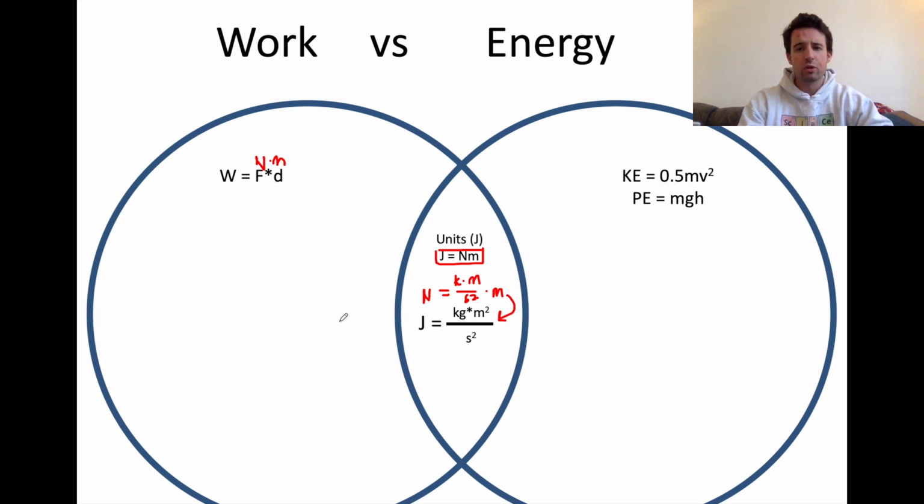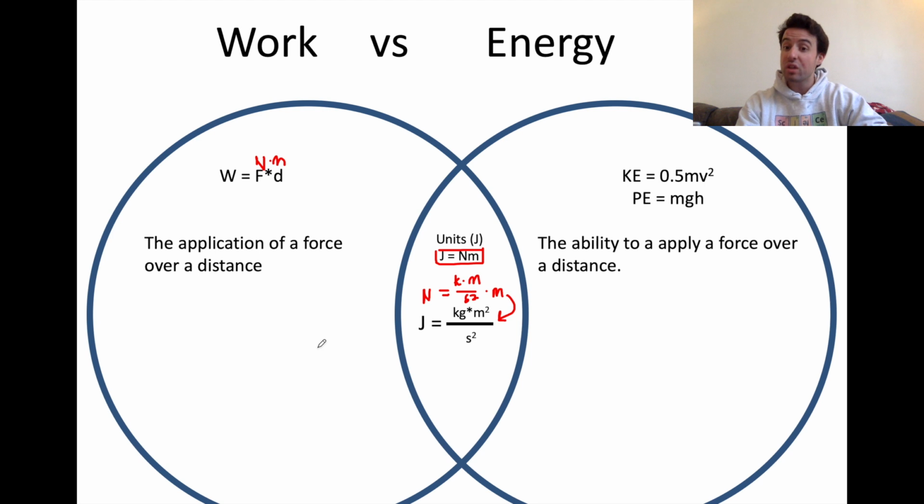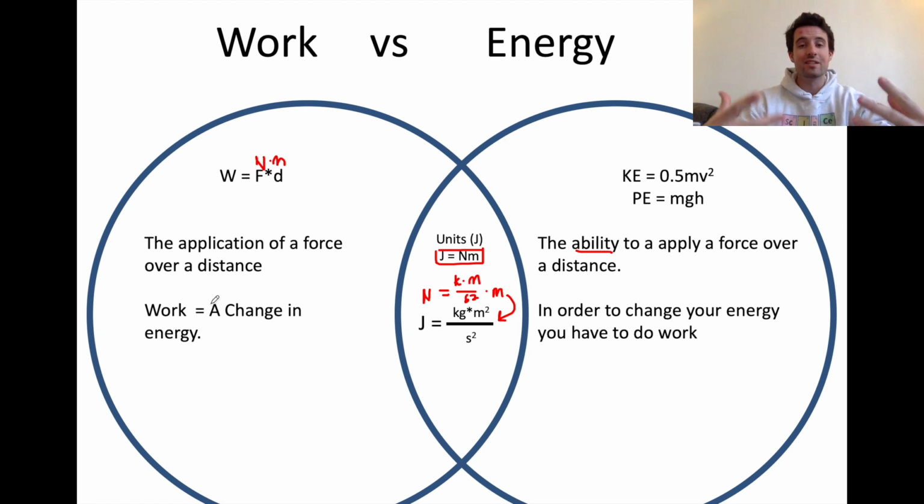Work is the application of force over a distance. Energy is the ability to apply a force over a distance. And then also lastly, work is a change in energy. So in order to give something a new energy state, you have to apply work to that object.